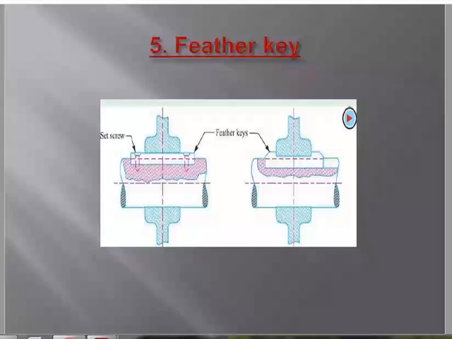The ends of the key and also the ends of the keyway in the shaft are rounded as shown in the figure. Sometimes it is secured to the shaft or hub by two or more set of screws. Here you can see set of screws or cap screws having countersunk heads.